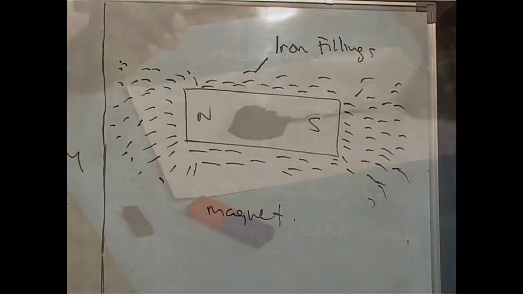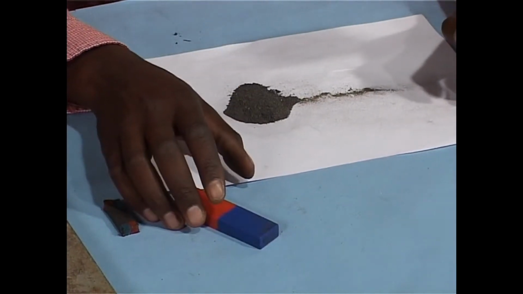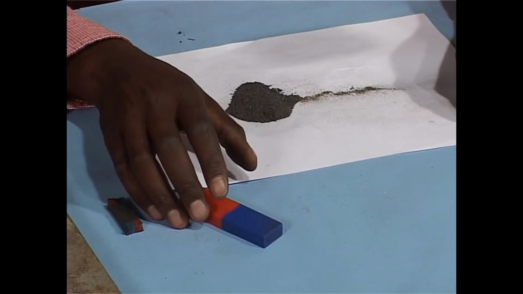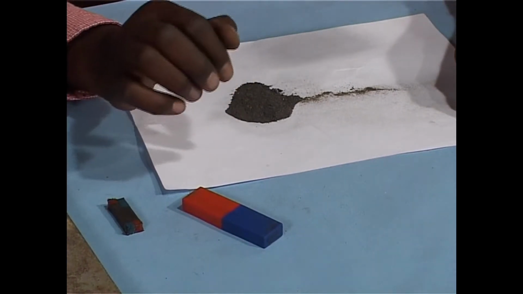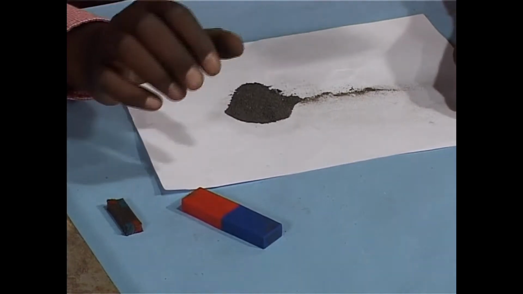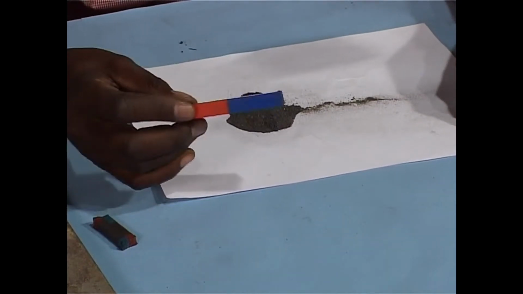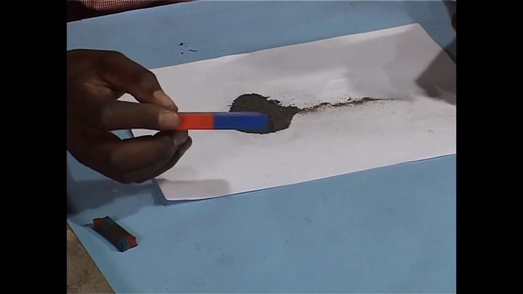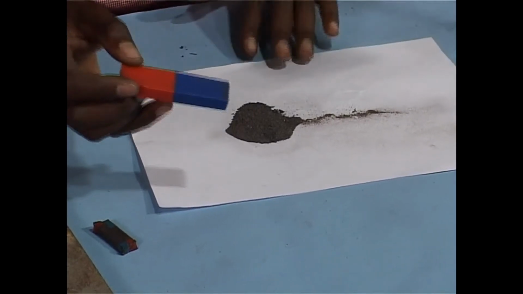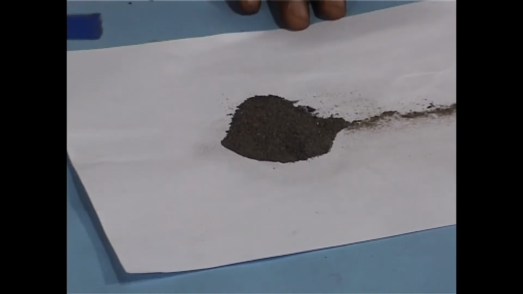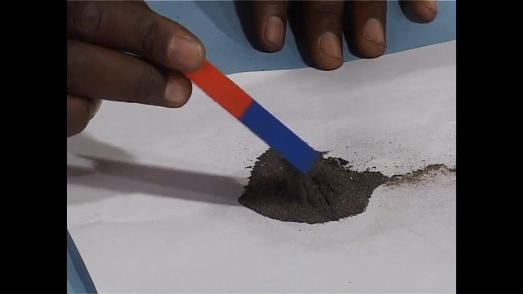Here with me, I'm going to show you. Remember, we said amongst the magnetic materials we've got steel, iron, nickel, etc. Now I've got iron with me in form of filings, which we call iron filings. Now I'm going to demonstrate. I've got a magnet with me, this magnet, and I'm going to bring it closer to the iron filings that I've got here on a sheet of white paper. So if I bring this close, you will see what will be happening.